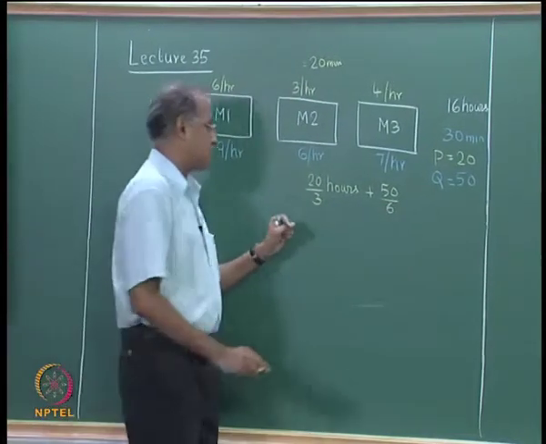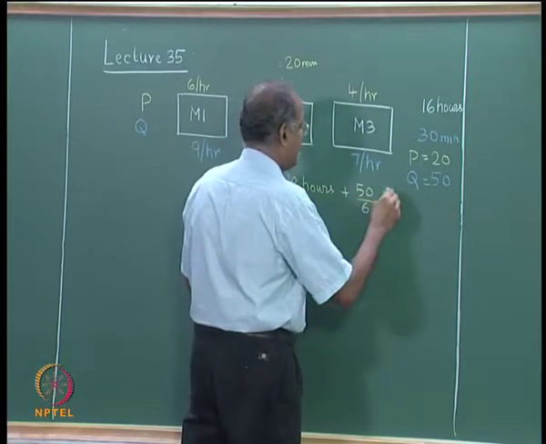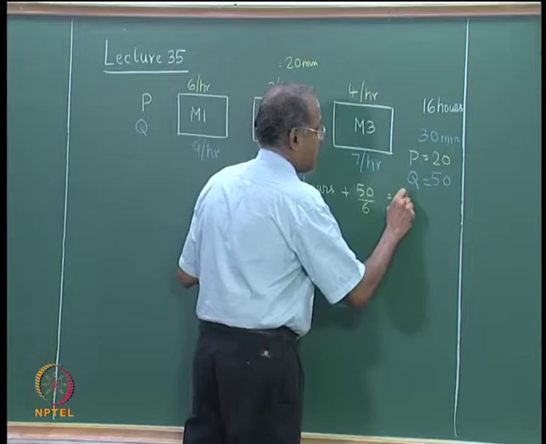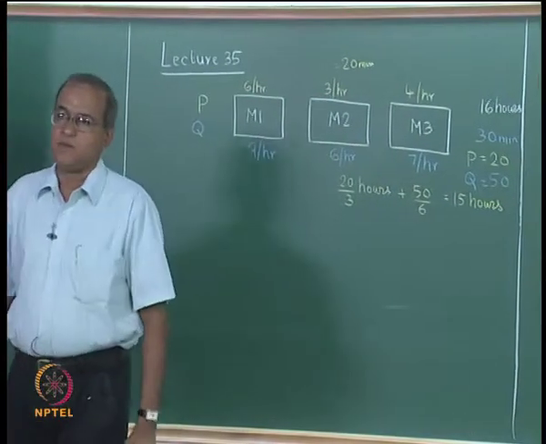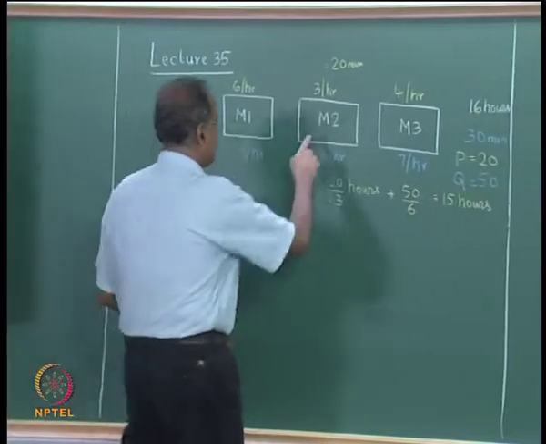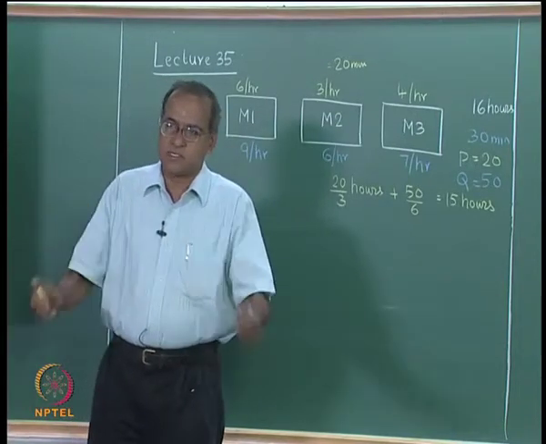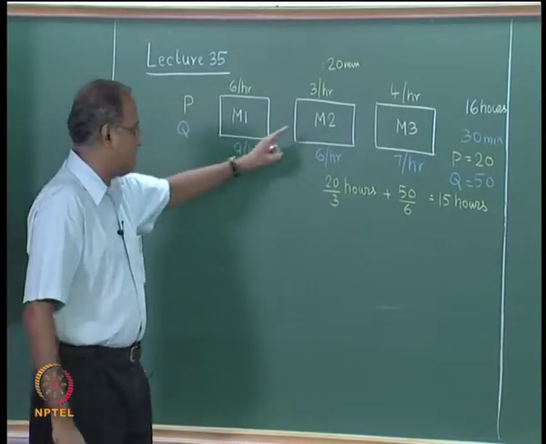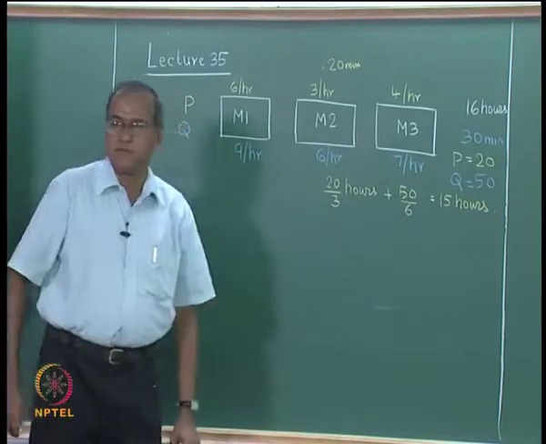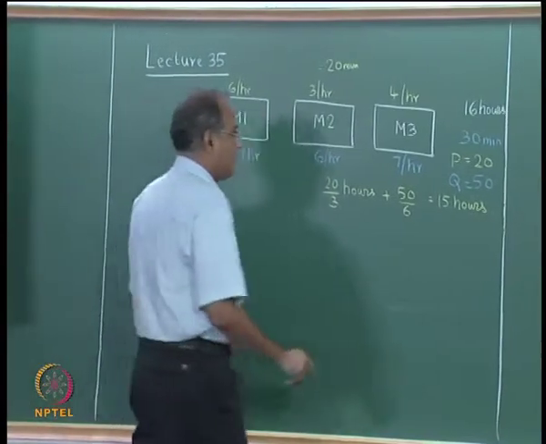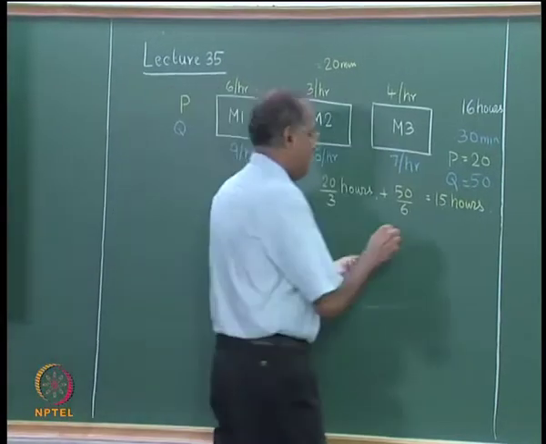So the sum of these two is 20/3 plus 50/6, which is 90/6, which is 15 hours. So in a way M2 is not the bottleneck. Amongst the three machines, M2 is the bottleneck, but if we compare with the time requirement on M2, which is 15 hours, the time available on M2 is 16 hours. So effectively the demand is the bottleneck.